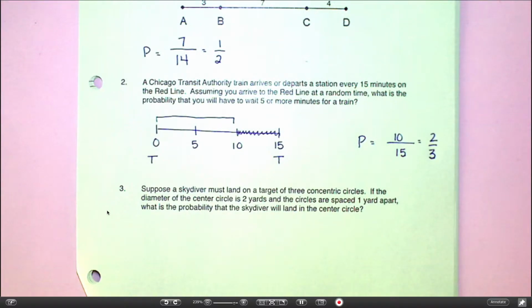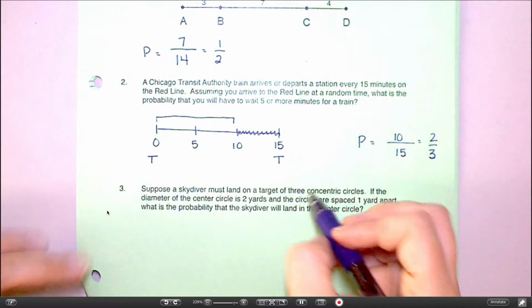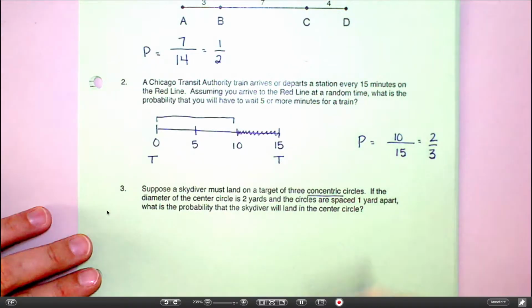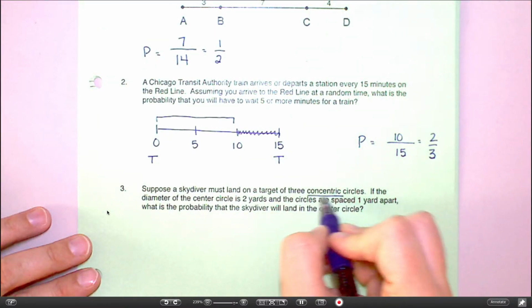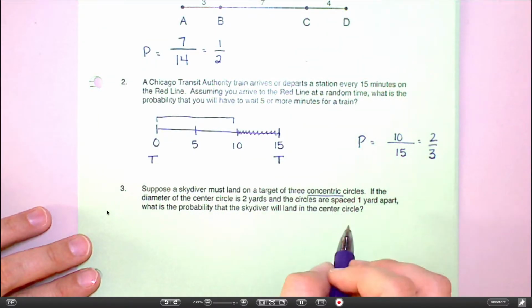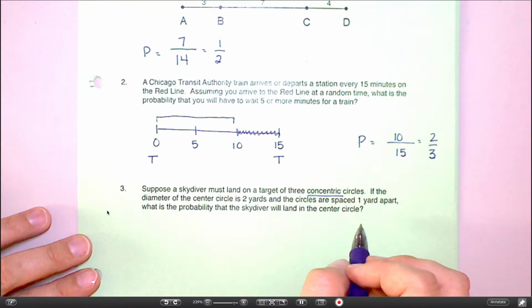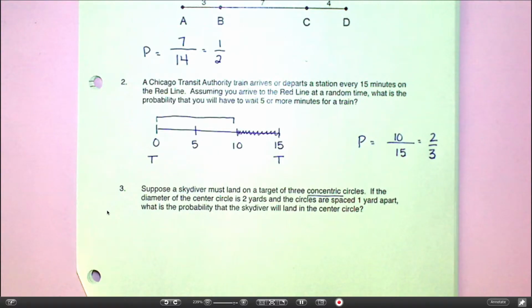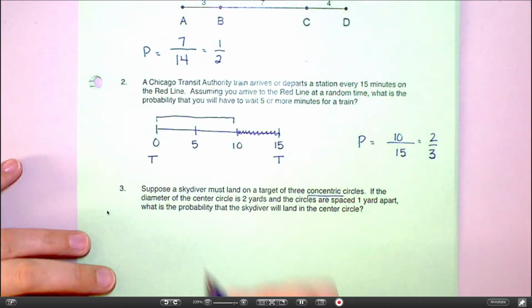Yeah. Okay, suppose a skydiver must land on a target of 3 concentric circles. Anyone remember what concentric means? It's like a cone. Good guess, but not quite. What else do you see in here? Centric, like center. Oh, it's got one of those. Right. It's 3 circles that have the same center. So it's like a bullseye. It's like a target. Okay?